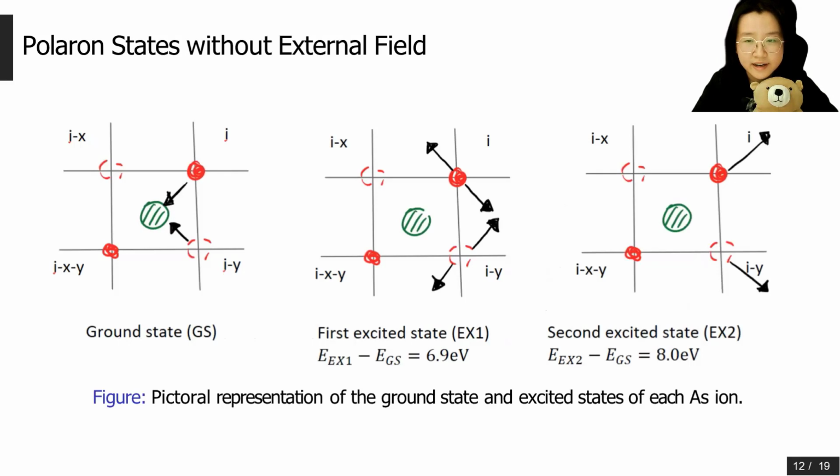The arrows on these diagrams indicate the direction of the dipole moment for the ground state and first and second excited states. In particular, note how the first excited state contains dipole moments that are perpendicular, and the second excited state contains dipole moments that are anti-parallel to the dipole moments of the ground state.